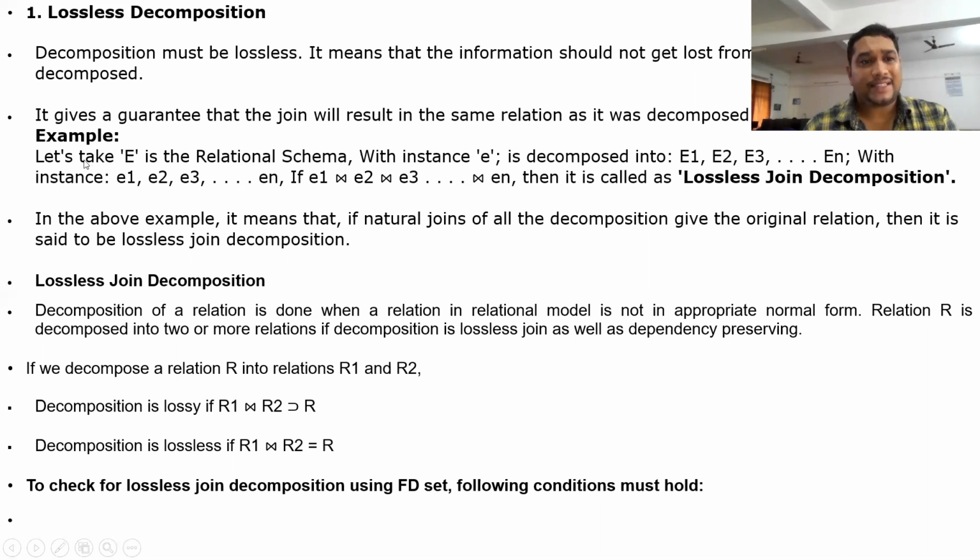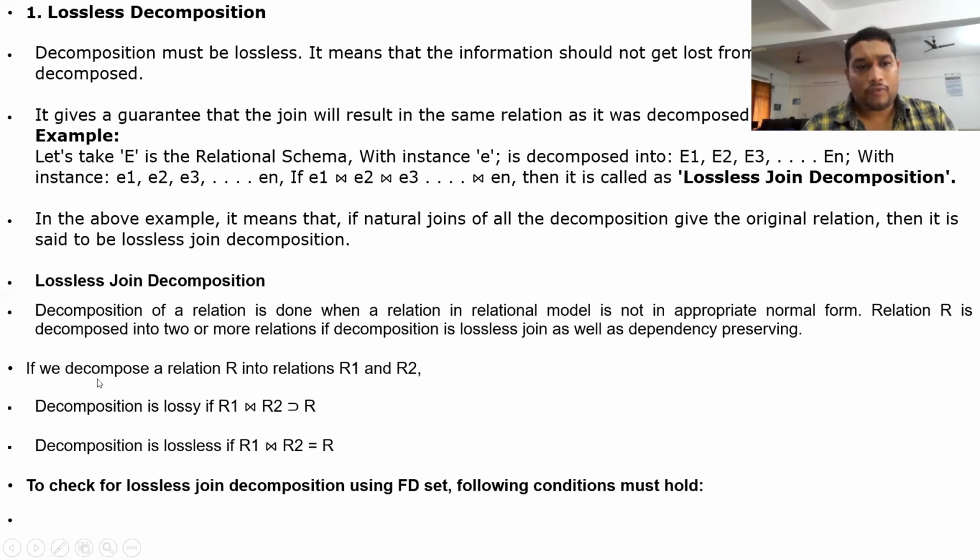Let's take an example. Let E be the relation schema with instance e. It is decomposed into E1, E2, up to En. So I have one relation, table E. Now I am using various normal forms, and you get E1, E2, up to En. Now I want to get the main relation E back, so if you combine E1 to En using the natural join operation, then I get my relation, which is called a lossless join decomposition. In this example, if the natural join of all the decompositions gives the original relation, then it is said to be a lossless join decomposition.